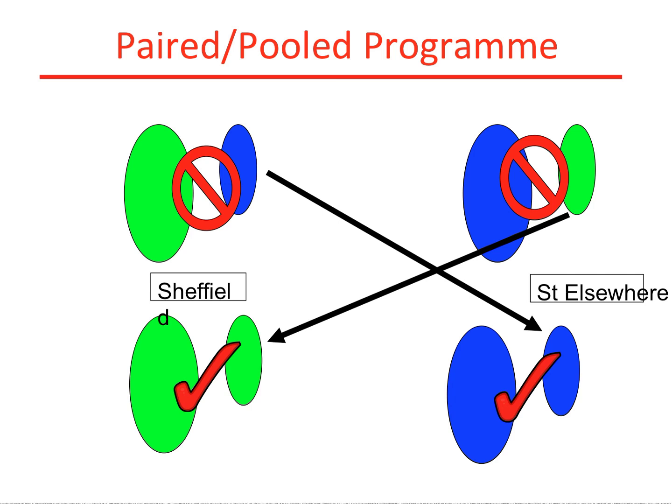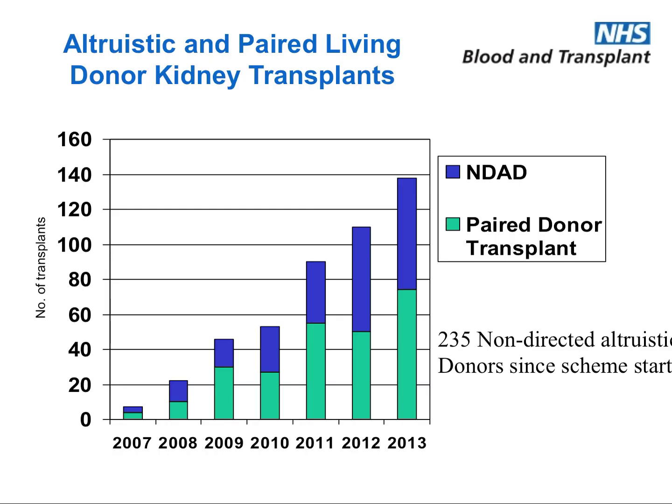So what about paired exchange? Well, if you have an incompatible group in one centre and an incompatible group in another centre, and you can match them to get two compatible groups, then you convert two high-risk transplants into two low-risk transplants, and that's a highly attractive thing to do. And certainly in the UK, this is delivering growing numbers of transplants year on year. The blue bars here are non-directed altruistic donors, which is another subject entirely.